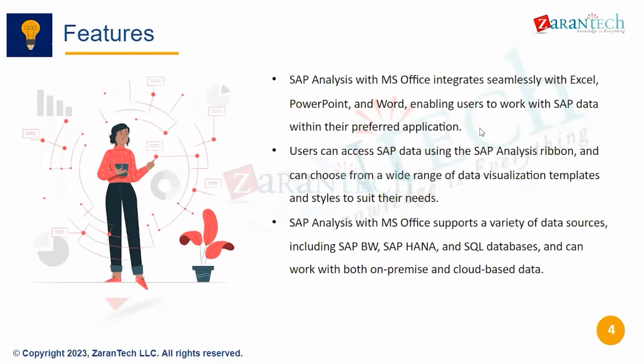Users can access SAP data using the SAP Analysis ribbon and can choose from a wide range of data visualization templates. SAP Analysis for Office has a 500,000 cells limitation by default. It can only accommodate 500,000 cells. If you need more than that, up to 1 million cells, it can be increased.